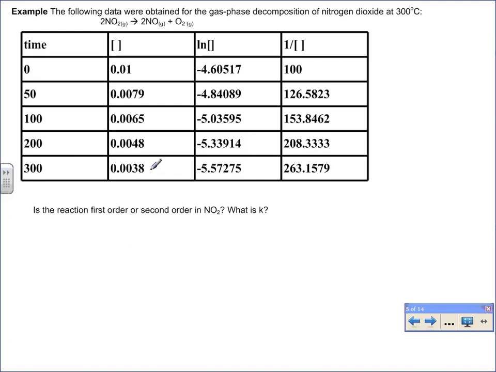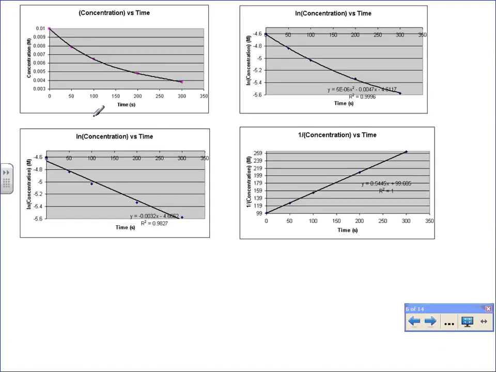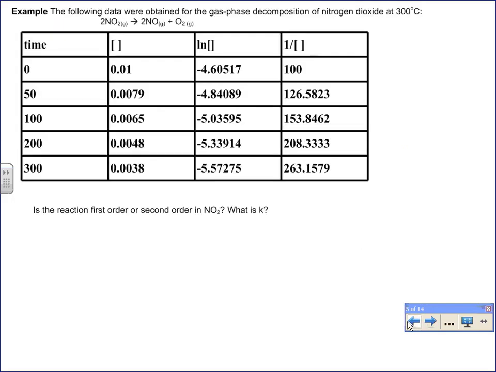Now what we want to do is determine whether the reaction is first order or second order in NO2. We also want to determine what the K value is. Let's look ahead for a moment at the graphs I've created from this data. If you look at the graph of the concentration of NO2 versus time, you'll see that over time the rate is changing gradually. So this is not a zero order function, we know that. What we want to know is if it's first or second order in NO2, so we need to test the data.